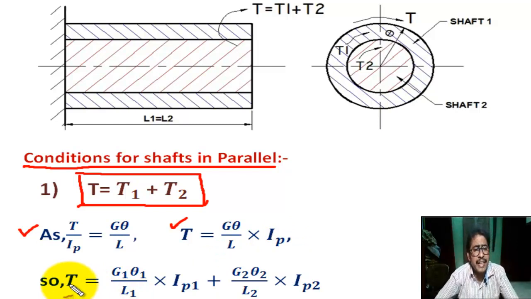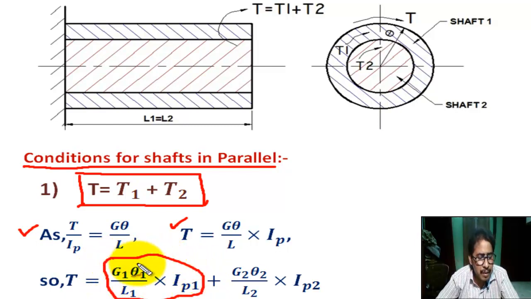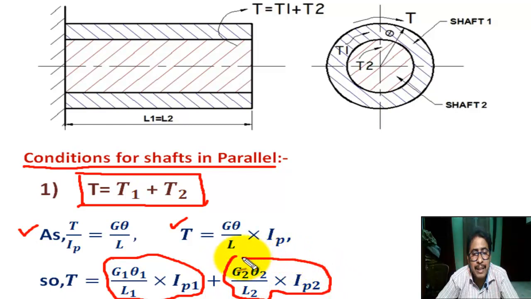Now applied torque T equal to T1 plus T2. T1 is the torque transmitted by shaft 1, G1 theta 1 by L1 into IP1, plus T2, that means G2 theta 2 by L2 into IP2. This is the torque for shaft 2.